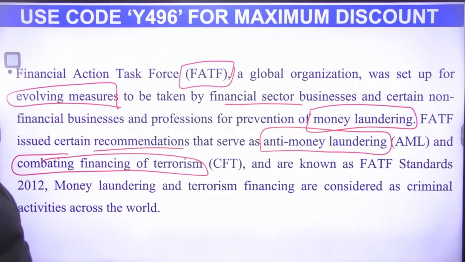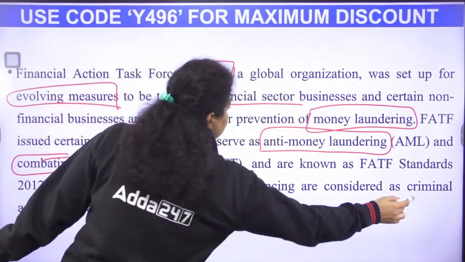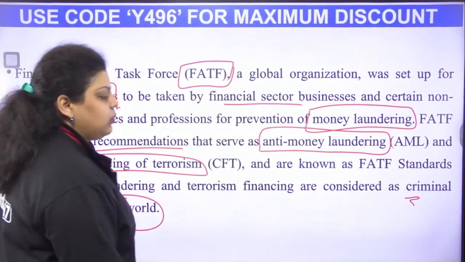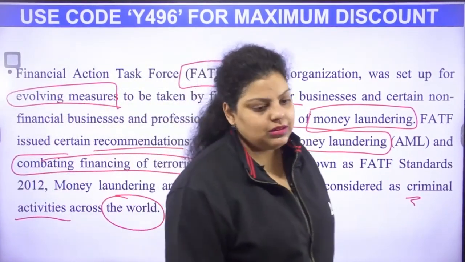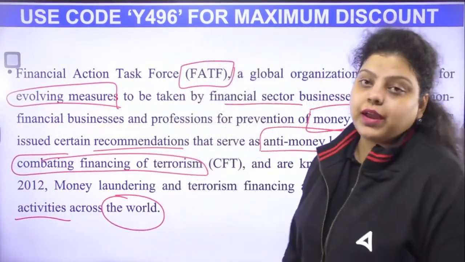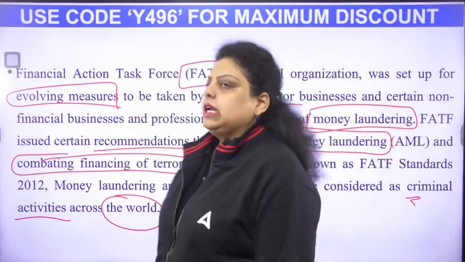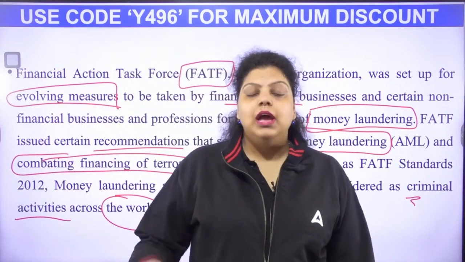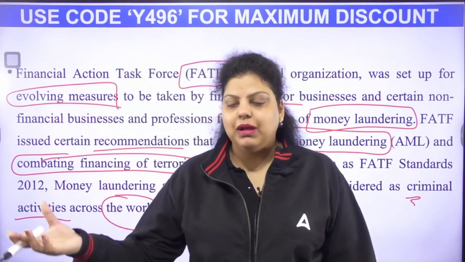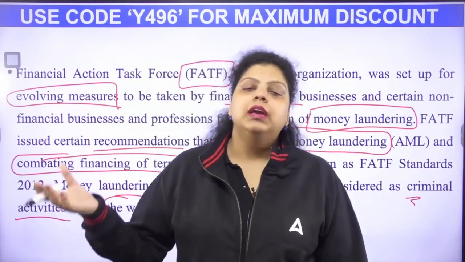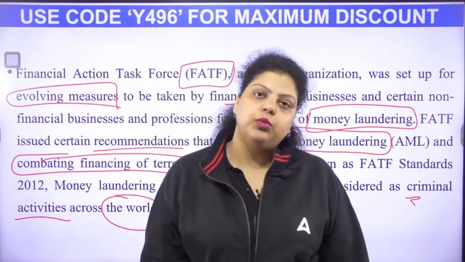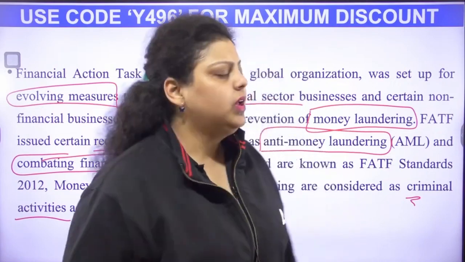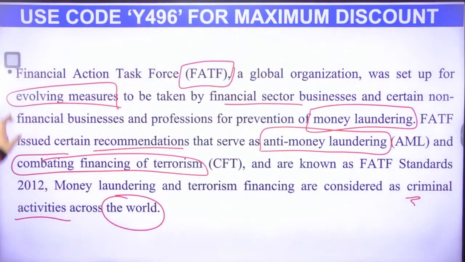Now, money laundering and terrorism financing are considered criminal activities across the world. It's not like only RBI is facing all these kinds of things. It's not like only India's financial institutions are involved in money laundering or terrorist financing. Every country is facing this. And to resolve this problem from the banking system, from the financial system, FATF is also working. It is also providing the AML guidelines and the CFT guidelines, so that these issues can be removed.